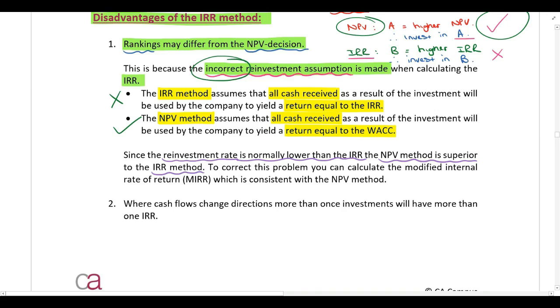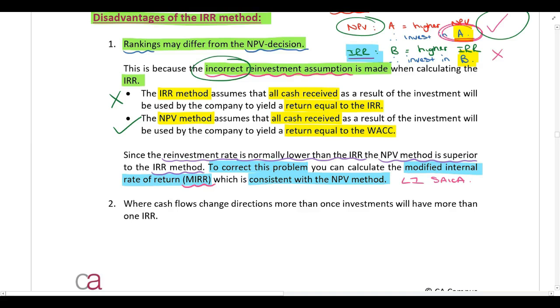Then please note it is possible to correct this problem by calculating the modified internal rate of return. So instead of calculating the internal rate of return, we calculate a modified internal rate of return. And if you perform that calculation, your answer will then be consistent with the NPV method. So the NPV method told us to rather invest in A. The internal rate of return method said B. But if I had calculated the modified internal rate of return, it would be consistent with the NPV method. In other words, I should invest in A. But please note, guys, this is a level 1 for psycho purposes.